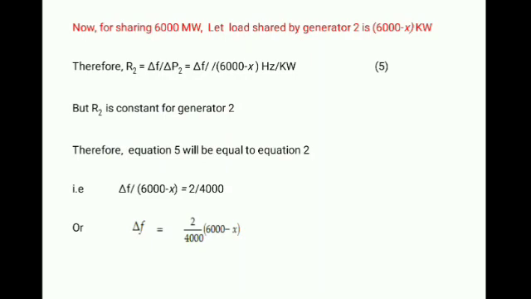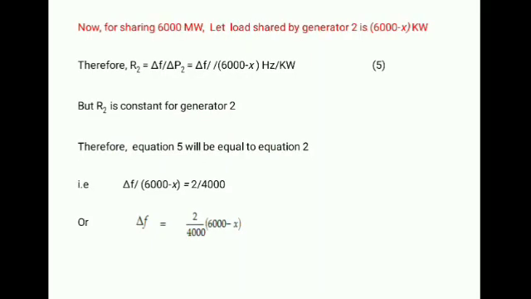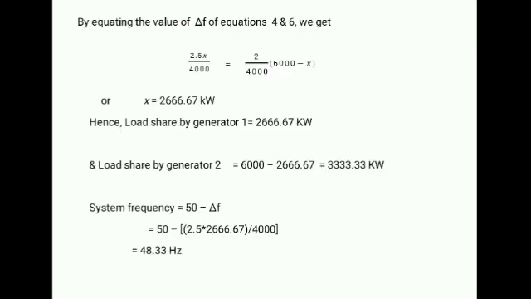So equation number 5 will again be the same as equation number 2. From here we can write delta F upon 6000 minus X is equal to 2 upon 4000. That is delta F is equal to 2 upon 4000 in the bracket 6000 minus X. Fine. The main thing we have to note here is that delta F is the same for the alternators which are connected in parallel to share a common load.